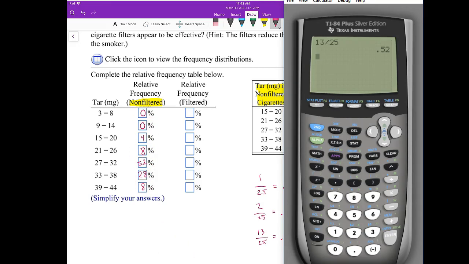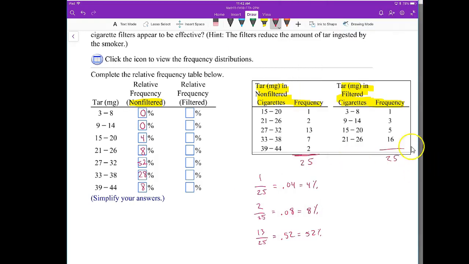So let's just try that. There we go. All right, so we would do that with this table. So for this table, you'll realize that with the filtered cigarettes, for the tar content of the class 3 to 8, you have a 1, so that's going to be 1 divided by 25, and then the next one would be 3 divided by 25, and then 5 divided by 25 for this one, and then 16 divided by 25 for this class. Notice that these classes don't show up here, so we're going to assume that they're all zeros. So we're going to put zeros here as well.